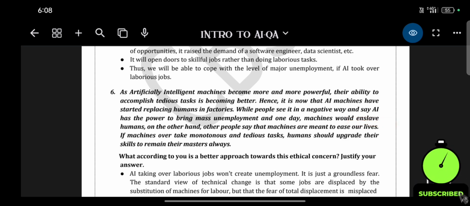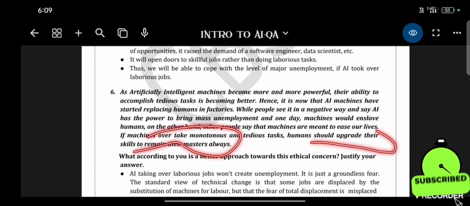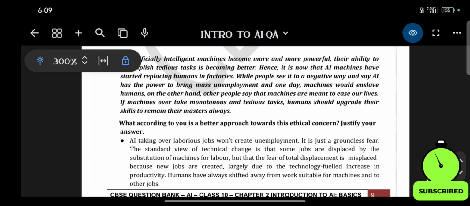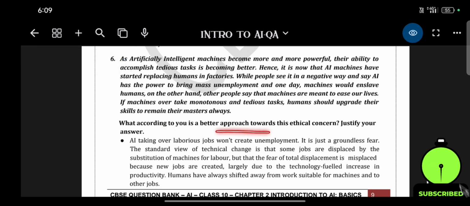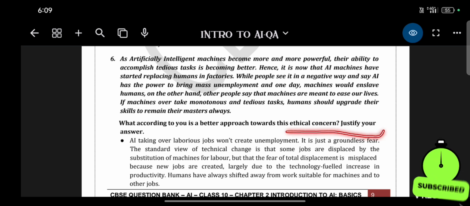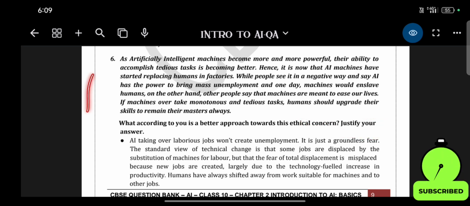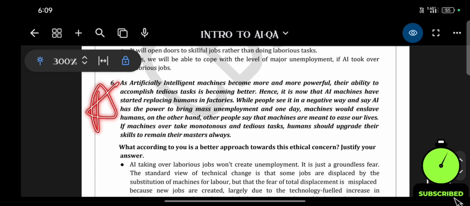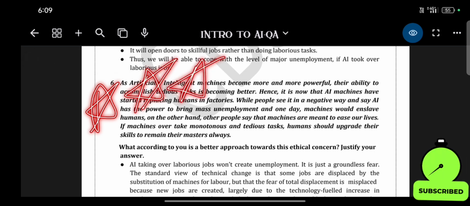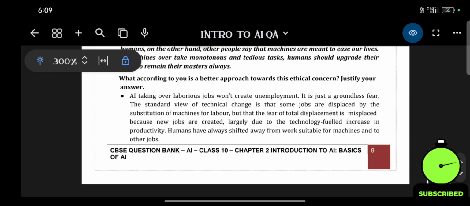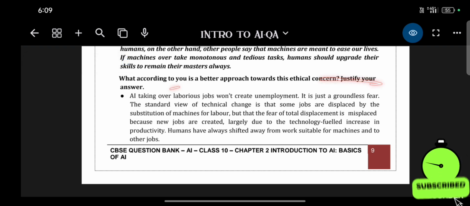On the other hand, other people say that machines are meant to ease our lives. If machines take over monotonous and tedious tasks, humans should upgrade their skills to remain the master. What, according to you, is a better approach towards this ethical concern? This is also a very important question. So mark it. Give a star to this question. So what will be the justification of your answer?